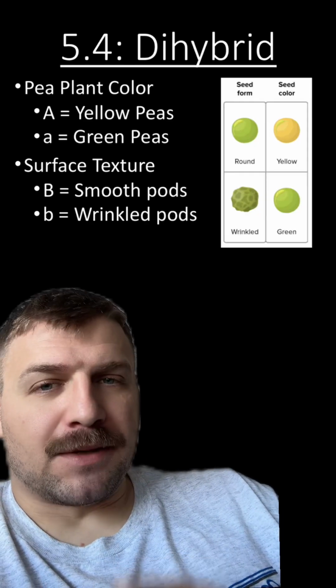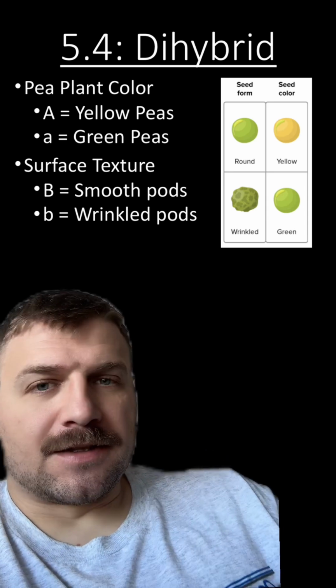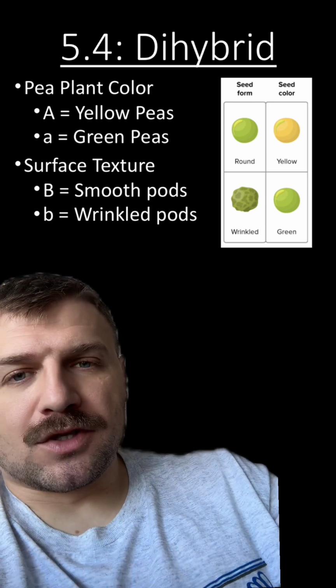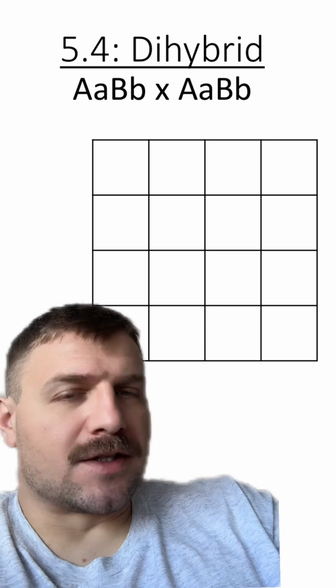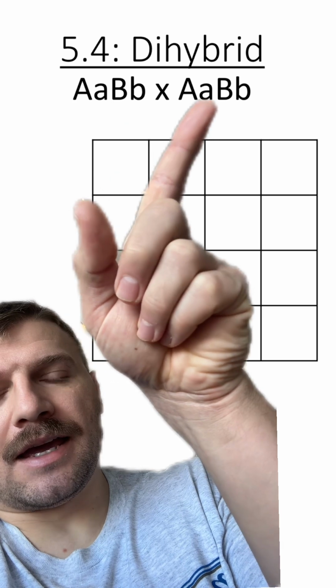Let's take a look at pea plant color and the surface texture of a pea plant pod. In this example, yellow peas are going to be dominant to green peas, and in this example, smooth is going to be dominant to wrinkled. We're going to cross two heterozygous parents in this example. You can see they are both going to be big A, big B, little b.